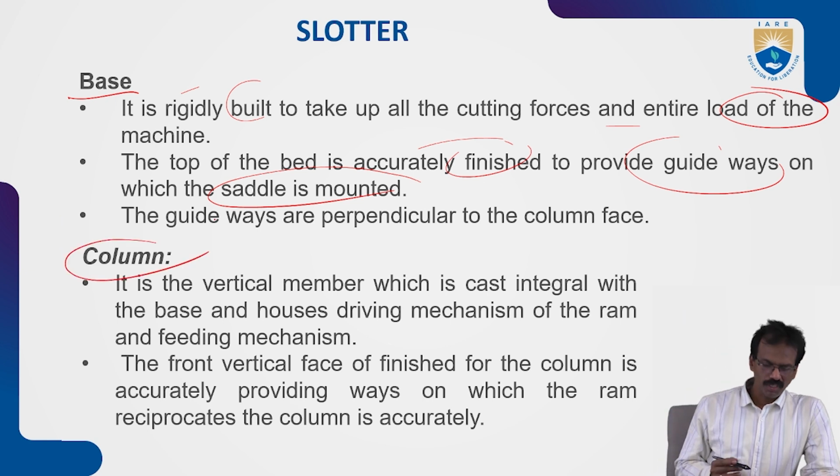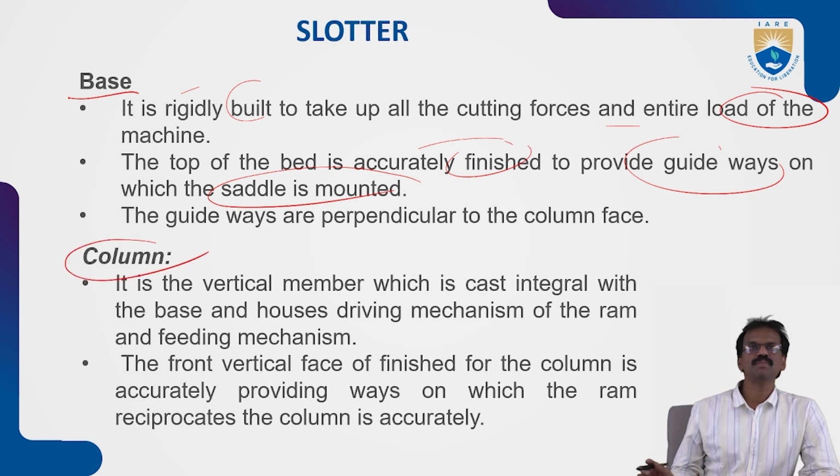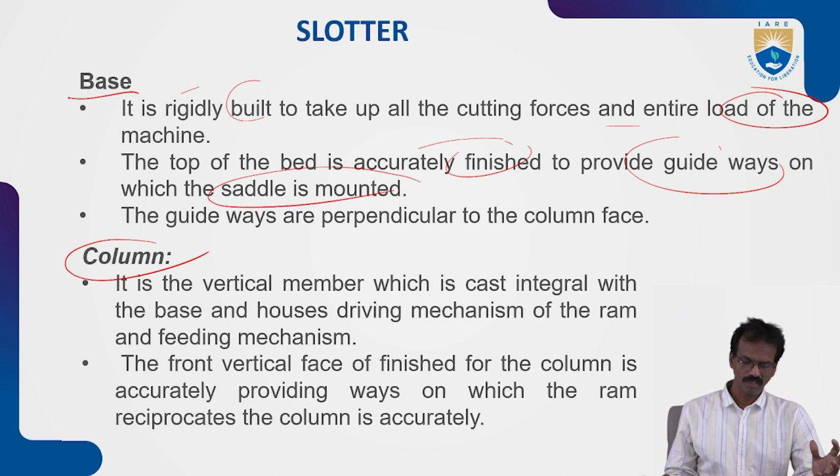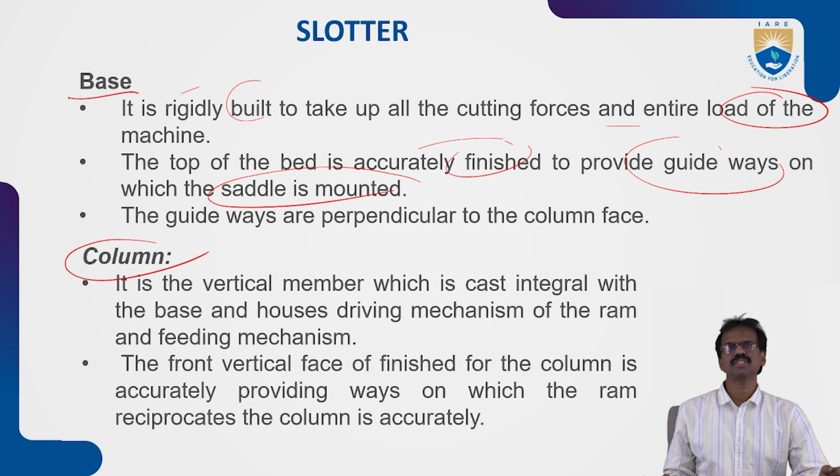Next one is the column. The column is a very important part. It is a hollow part made of cast iron. We know that cast iron has good hardness and high strength. It is a perfect brittle material. It can withstand all the forces which occur in the machining process.